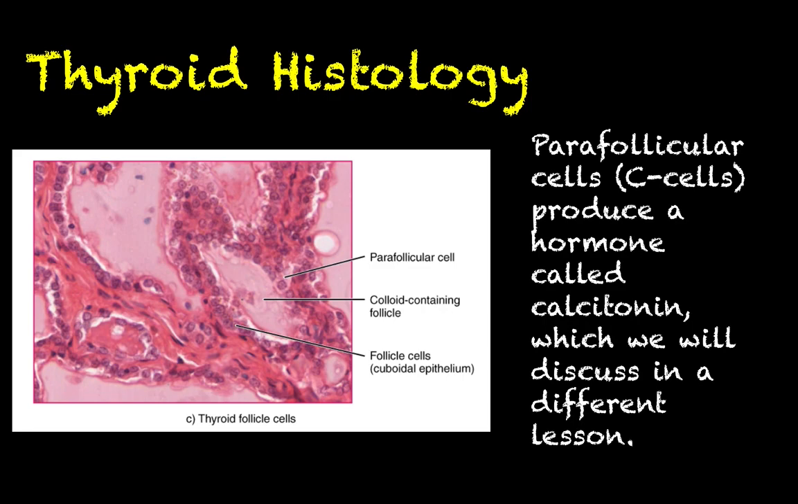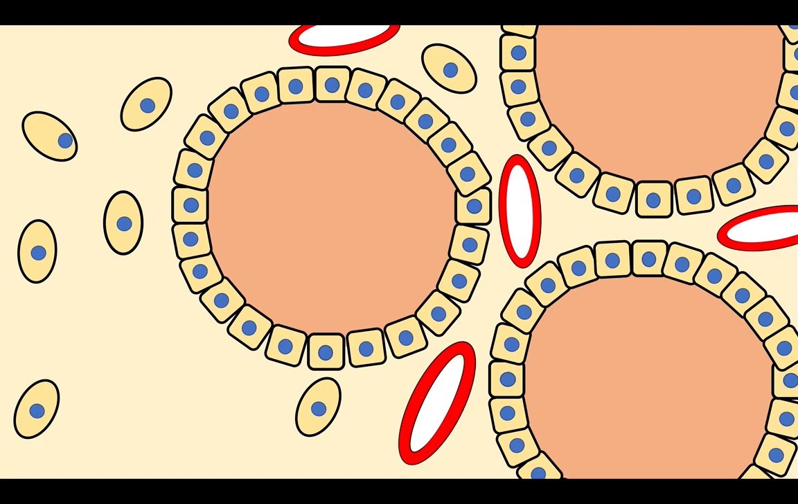On the outside of the follicles, in the interstitial space, you find what are called parafollicular cells, or sometimes called C cells, and they produce a hormone called calcitonin, which also aids in calcium homeostasis, and we will discuss that in the same lesson that we talk about parathyroid hormone.